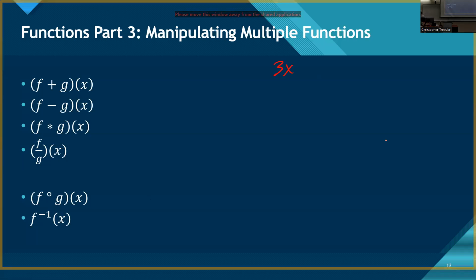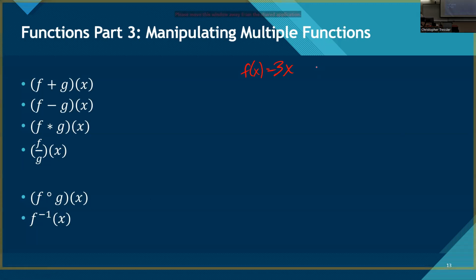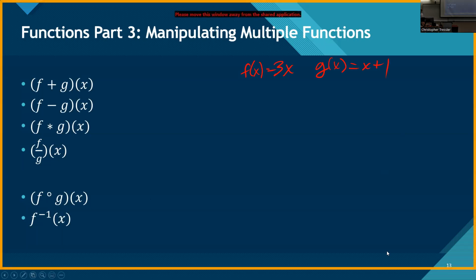3x. Okay, so f of x is equal to 3x. I'm going to do something slightly more complicated, okay? I'm going to say g of x is equal to x plus 1. There's a reason for this. So what would f plus g of x be? 3x plus x plus 1 equals 4x plus 1.